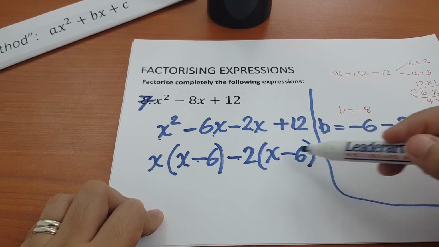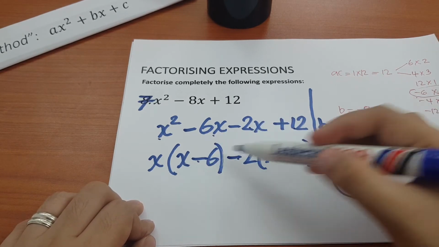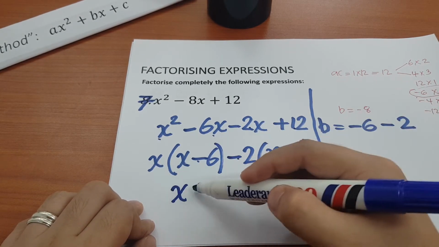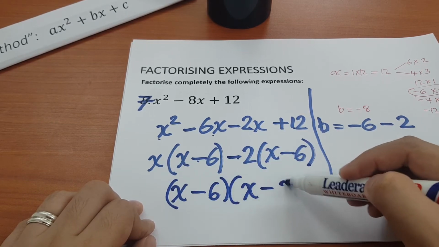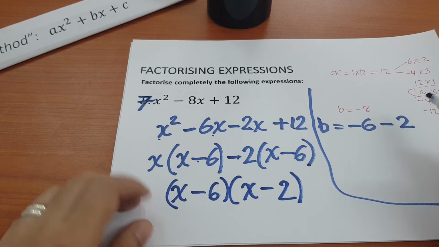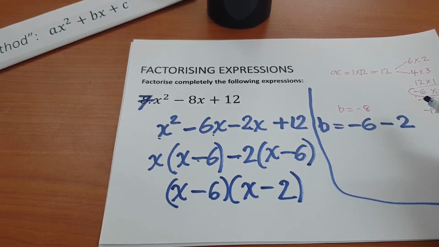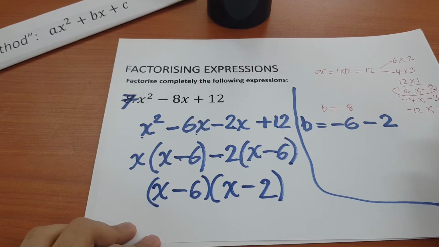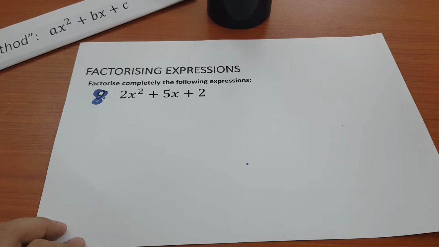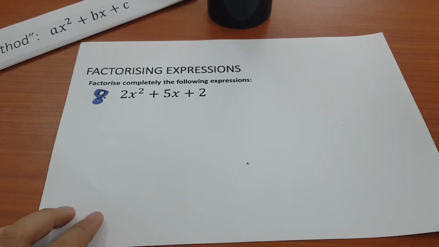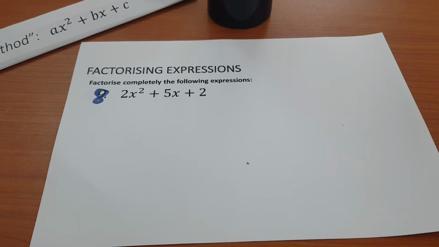So this is correct. So let's continue by taking out the common, which is x minus 6, and the remaining is x minus 2. So the factor for this one is x minus 6, x minus 2. Again, to check, you can expand the brackets by multiplying all the terms with each other. Let's make it to the next level, where our a is not equal to 1.